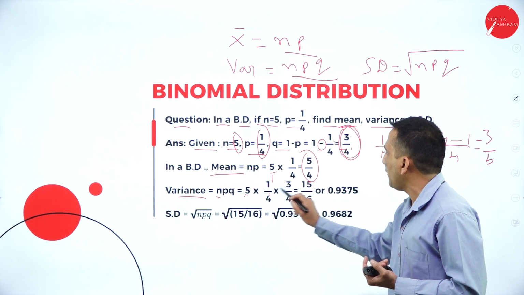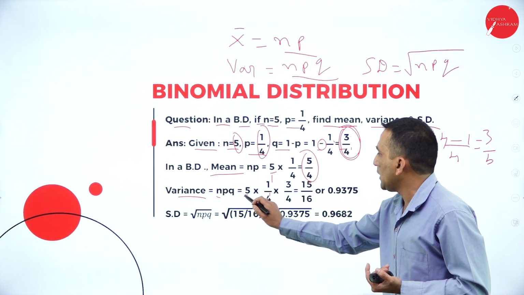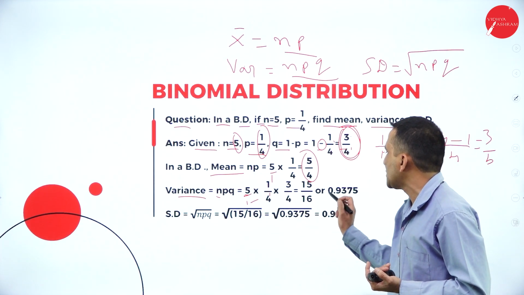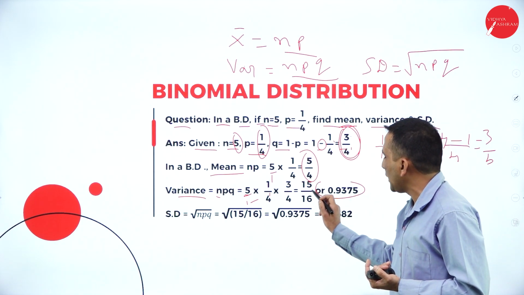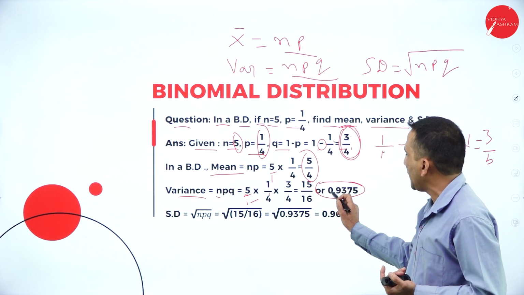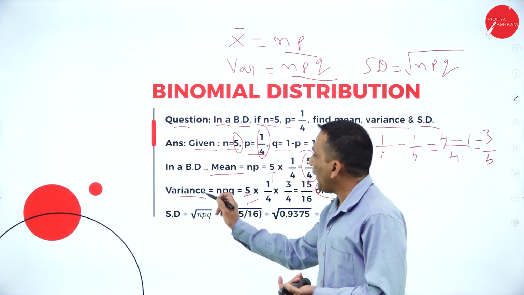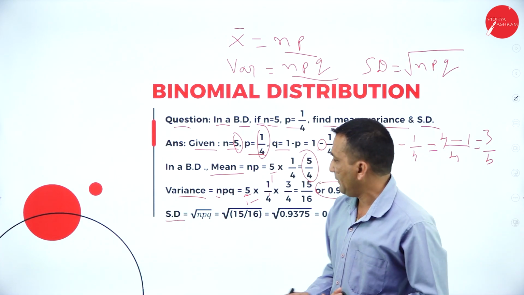So direct multiplication, okay. 5 ones are 5, 5 threes are 15. Okay, here nothing is there, 1. 1 you have to assume. 1 into 4, 4. 4 into 4, 16. So if you try to remove the square root, or convert into a fraction value, we are getting 0.9375.